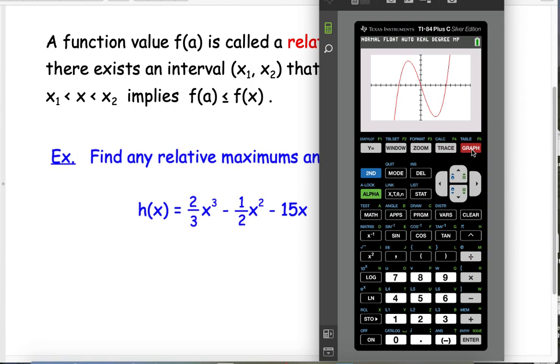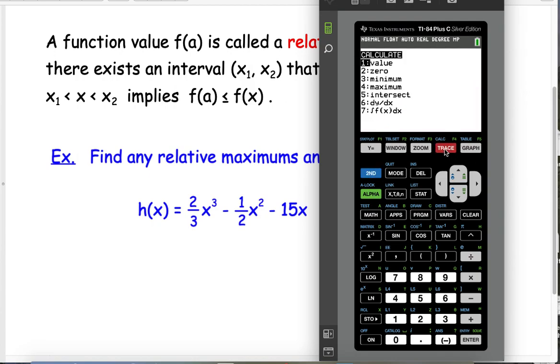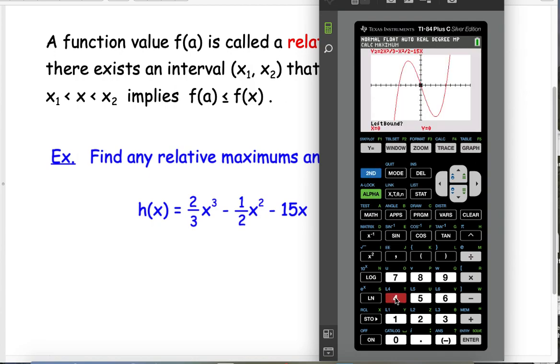All right, so we have one relative maximum. You can see that occurs somewhere around negative 2 or 3. And then we have one relative minimum, which looks like around positive 3. So I'm going to press second trace, calculate number 4, a maximum. Give me a left bound, so I'll move the cursor to the left of it. Enter. It wants a right bound, so I'll move it past the high point. Enter. Give me a guess, just press enter. And notice it's negative 2.499998. So we can probably guess it's negative 2.5. And then the output is 23.95.